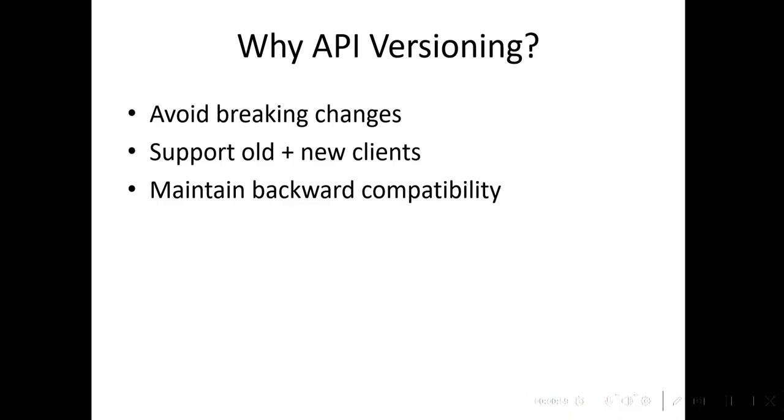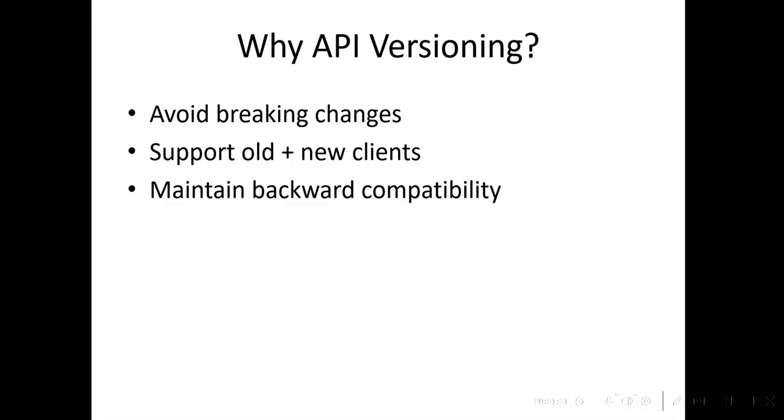Now the next question is why we need API versioning. First, backward compatibility. Different users might be using different versions of your app, and a change in your API should not break the old client. Second is controlled rollout of features. New features or breaking changes can be rolled out only to specific consumers or environments.